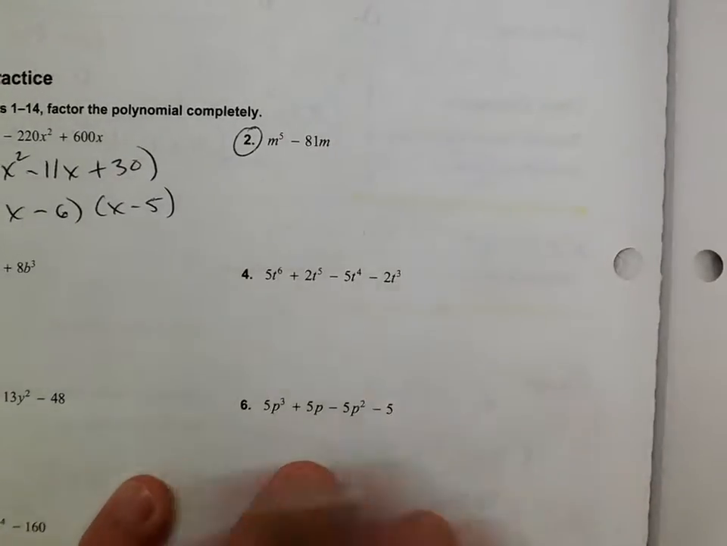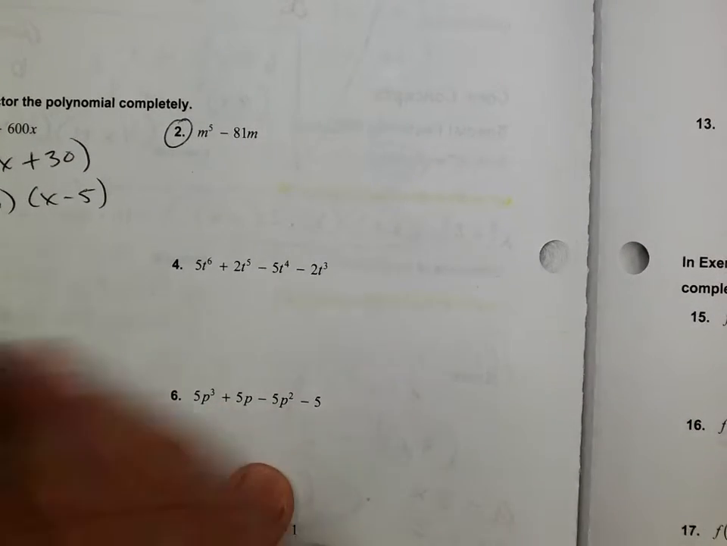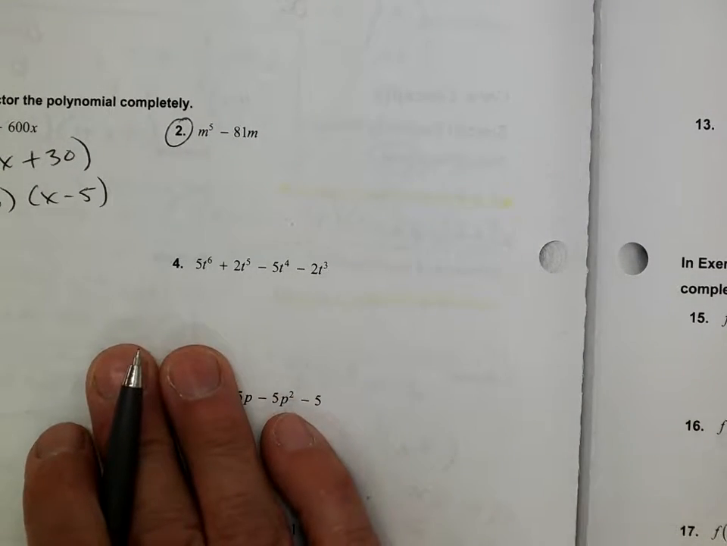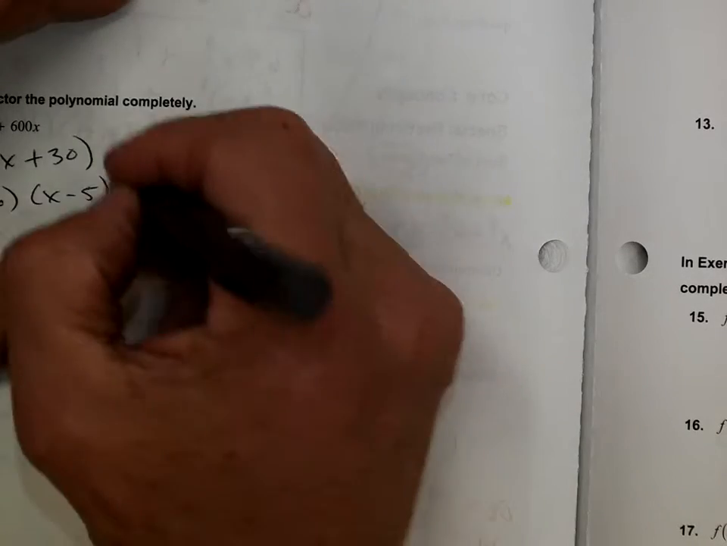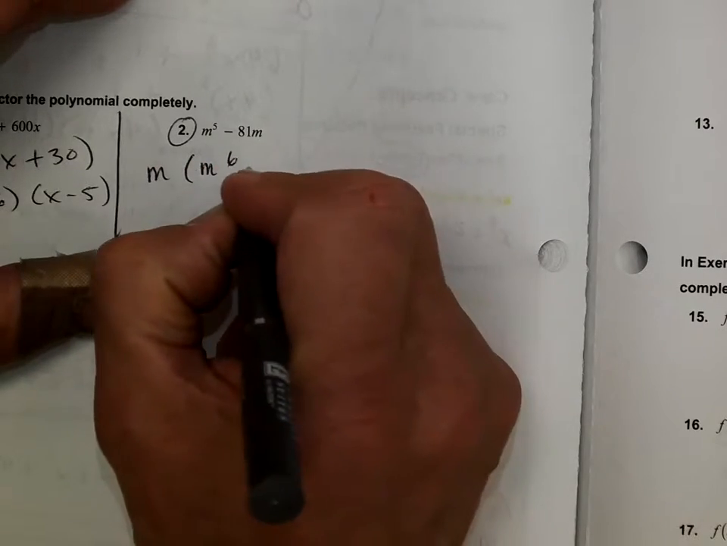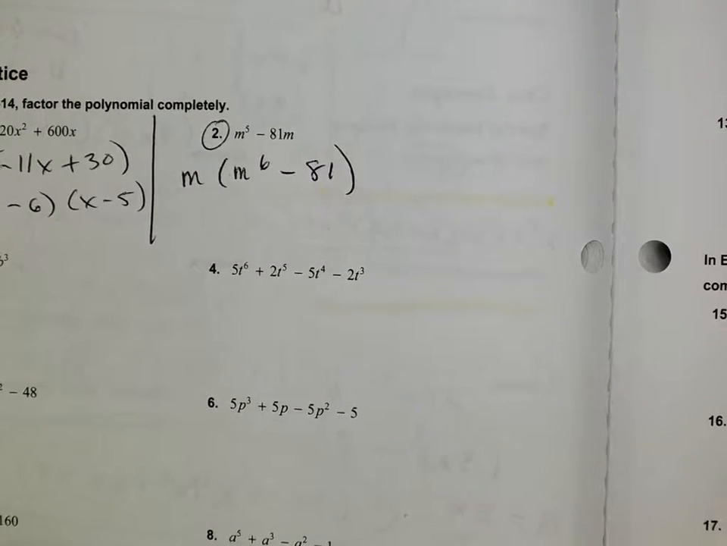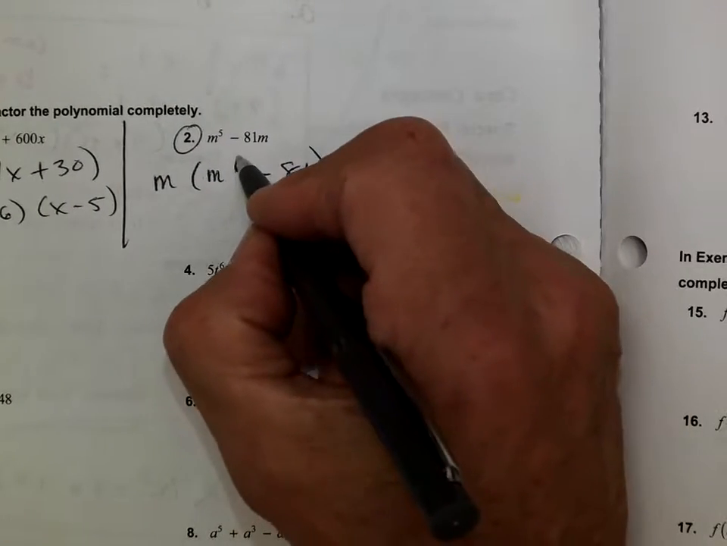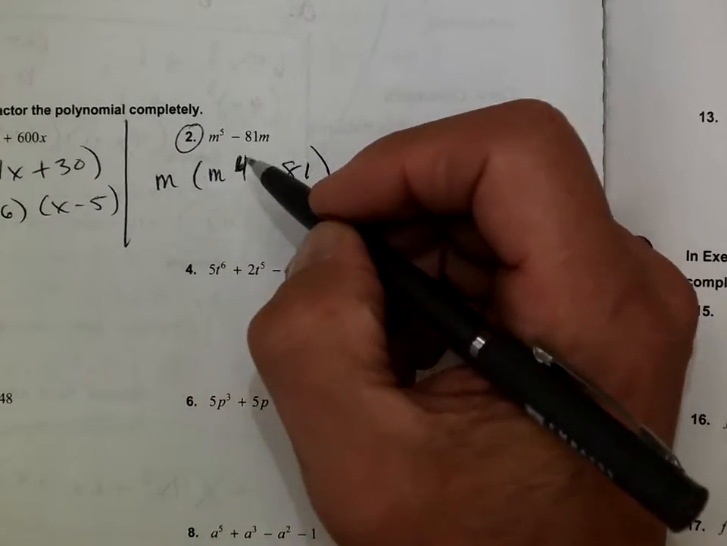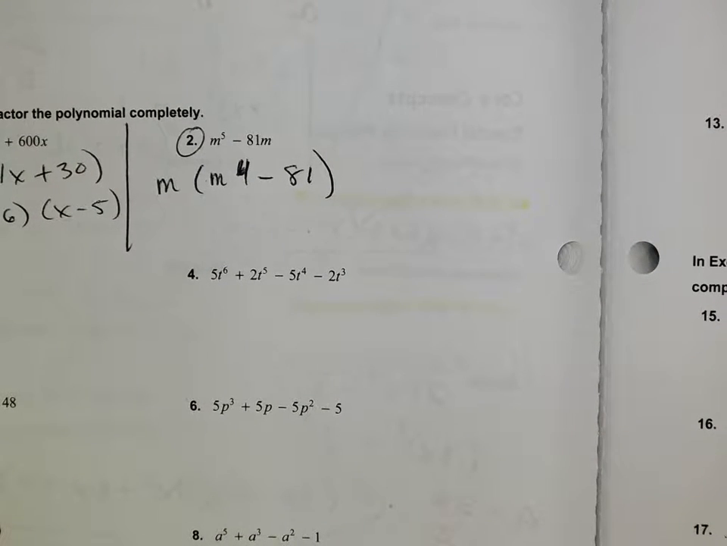Okay, number 2. All right, again, it looks really hard, but maybe there's something we can do to make it easier. Do you see anything? Take out an m. Victor's right. So if I take out an m, I'll have m to the 6th minus 81, okay? Oh, 4th. Really? Seriously, Bill? Okay, now, what do you think?